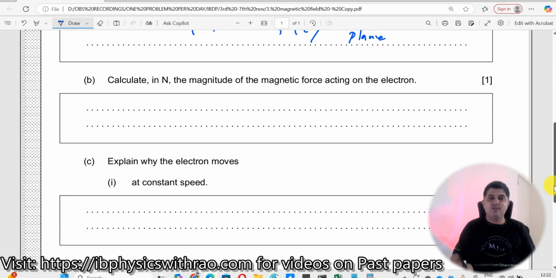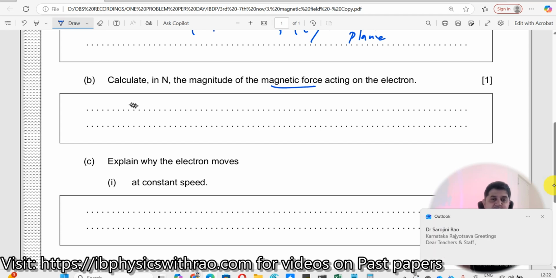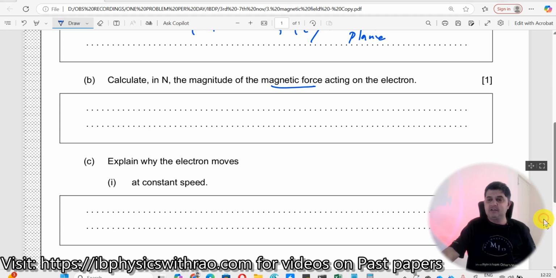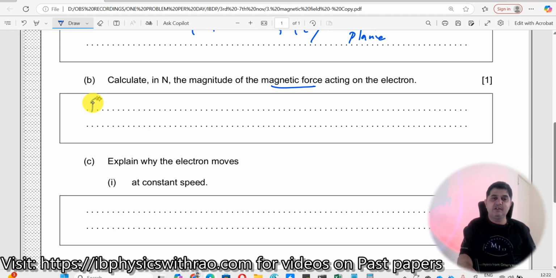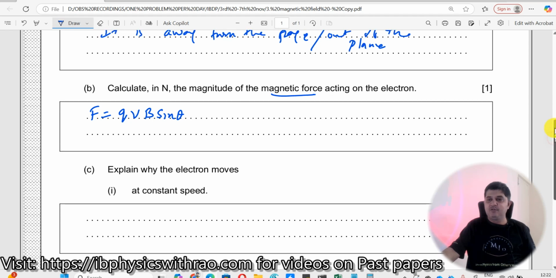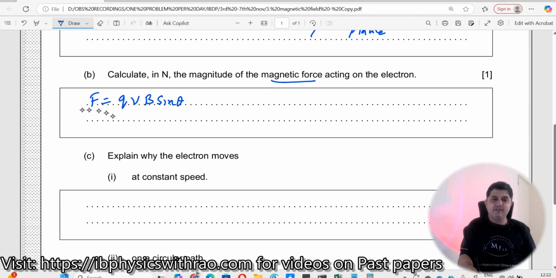Calculate in Newton the magnitude of the magnetic force acting on the electron. We need to find the magnetic force. This is given by the formula F = QVB sin theta. Now let us see whether all these values are known to us. What is Q here? Electron. The charge on an electron is 1.6 × 10^-19.